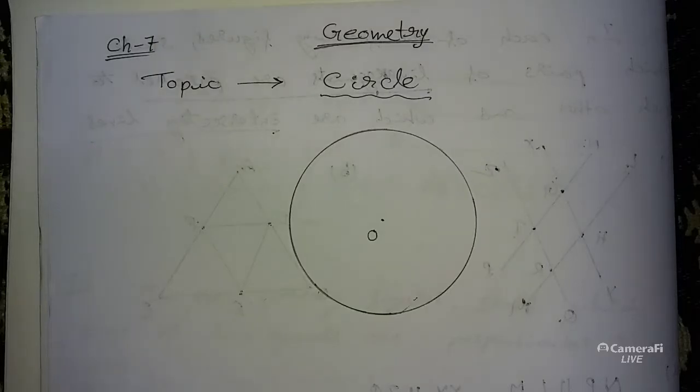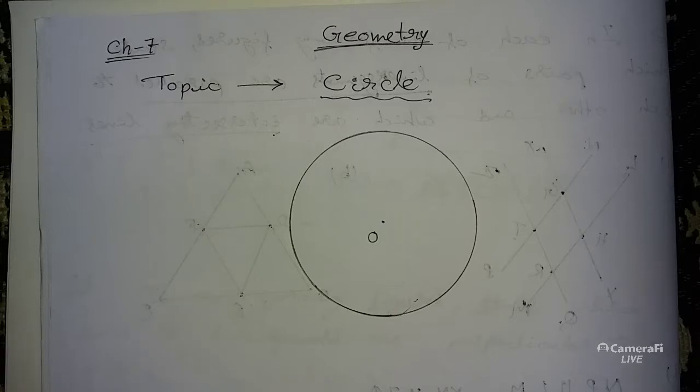Today's topic is circle from chapter 7 geometry. Here you can see a figure, a round figure with a point O inside. This figure is of a circle. So, what is a circle?